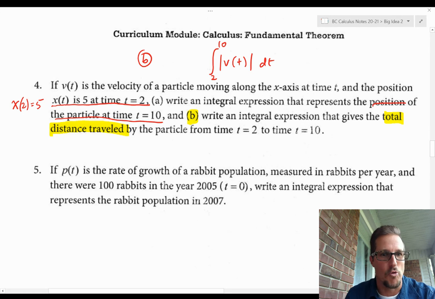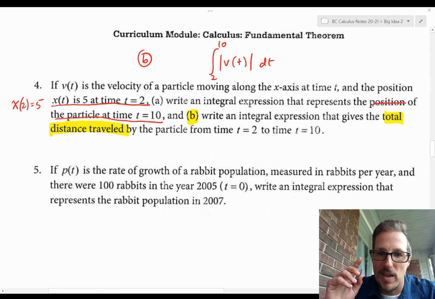P of t is a rate, right? P of t is a rate. And if you integrate a rate, you get total change. How many rabbits was there? Where do we want to go? Can you think about it? I want to say how many rabbits was there?